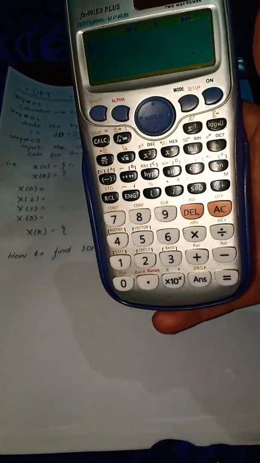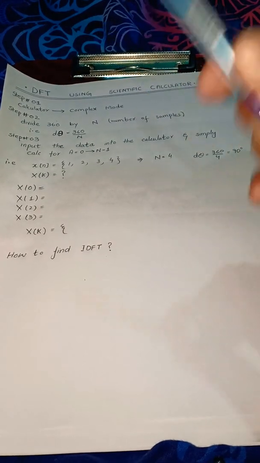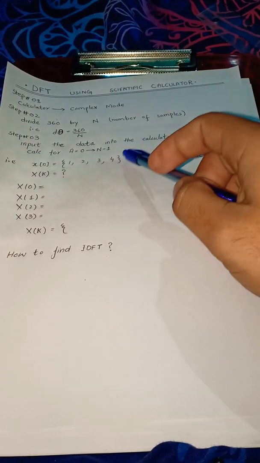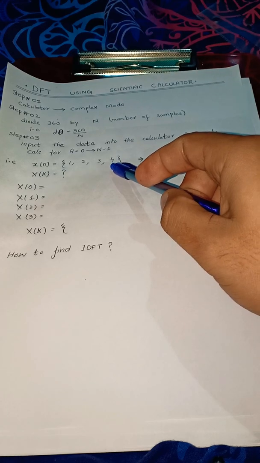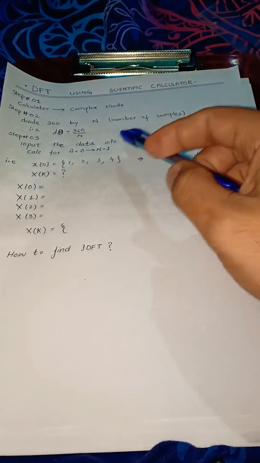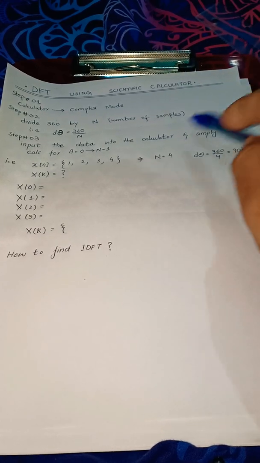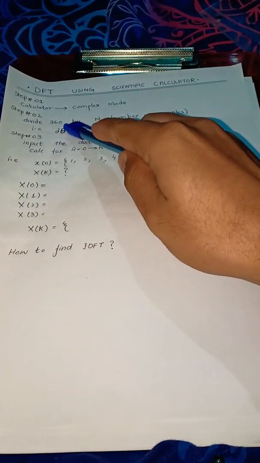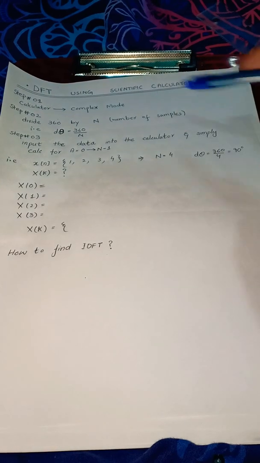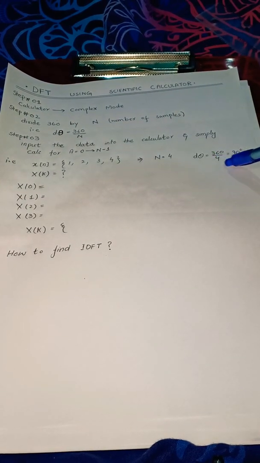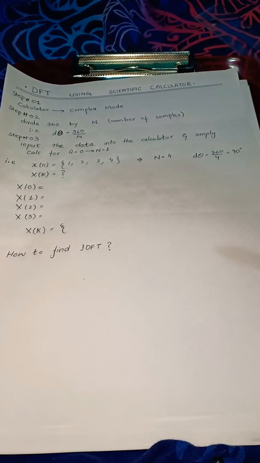Okay, now when you are in the complex mode, the second step is that you have to find the value of n. As an example, I'm taking n equals 4. I'm taking only 4 samples of a given discrete time signal. Okay, so this is 1 2 3 4. These are 4 samples. Now that means n equals 4. So divide 360 by n. I'm dividing 360 by 4, that gives me 90. Okay, so I got the angle 90.